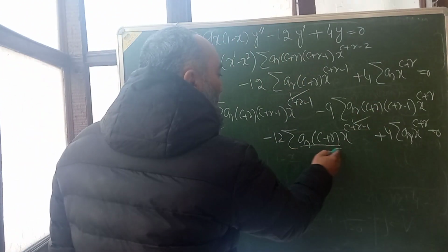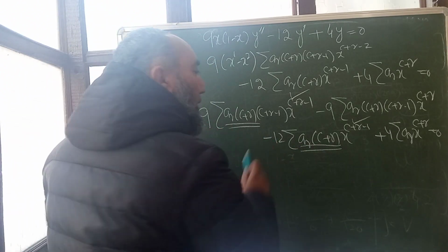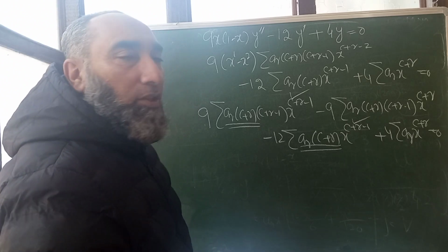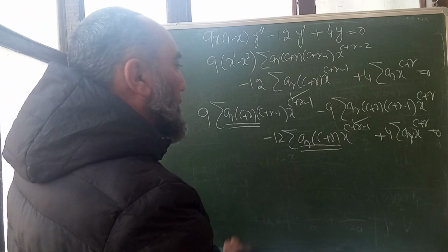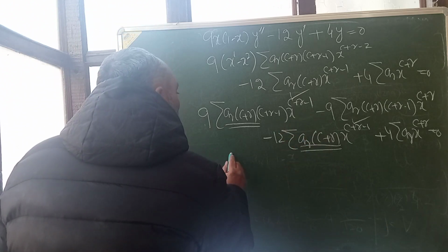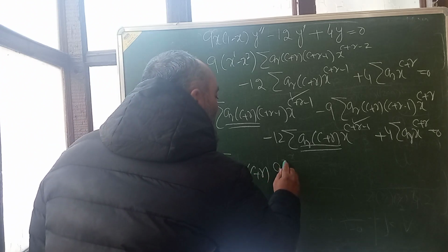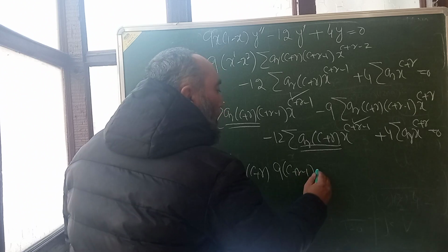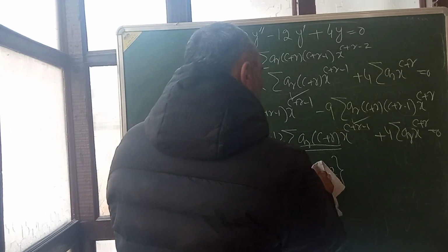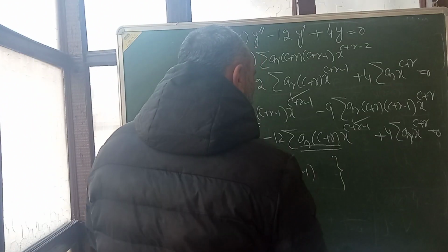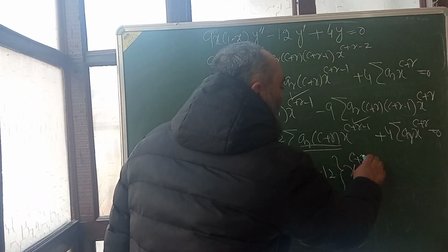Now c plus r minus 1 here, c plus r minus 1 here. What is common? ar (c plus r), ar (c plus r). You have 9, you have 12, you can even take 3. 3 4s are 12, 3 3s are 9. It's your choice whether you will take it out or not. So you have ar (c plus r), then you have 9 times (c plus r minus 1) plus 12. Plus 12 or minus 12? Minus 12. Okay? x raised power c plus r minus 1.